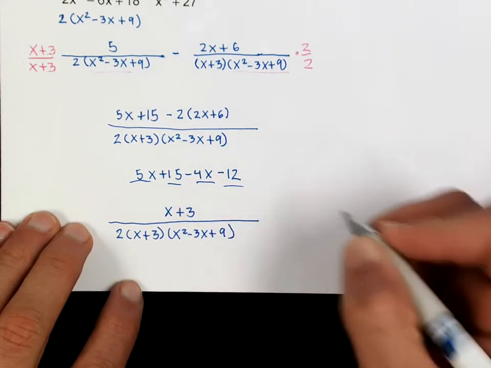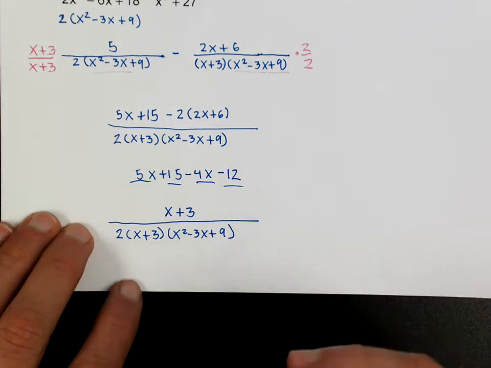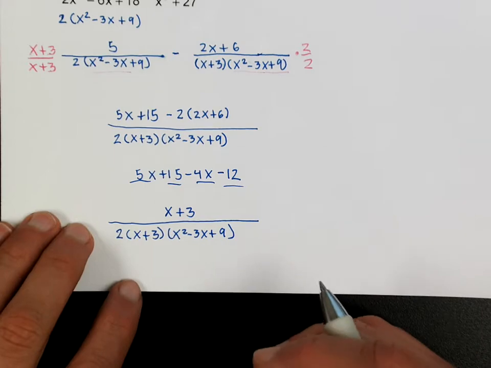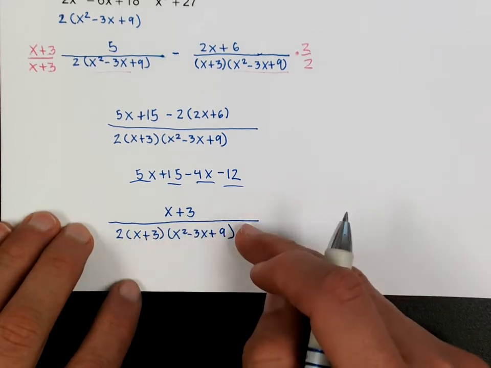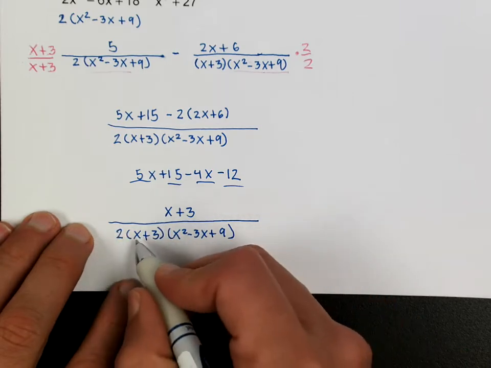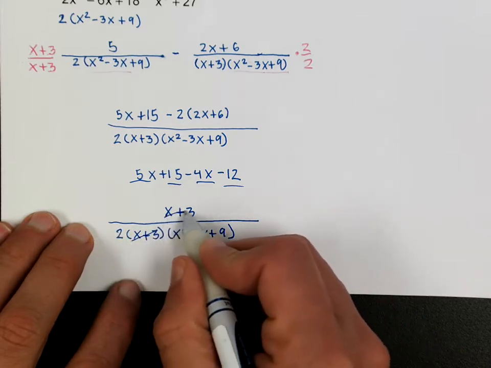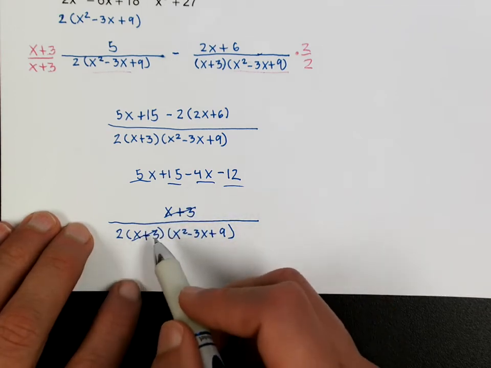Now, please notice something. Please don't try to cancel anything until you get to your final answer. So this is my final answer. And if this is in factored form, notice that all of this is factored. I can cancel all of this with all of this, but notice that I said all of it. You can't just cancel the x here and here, because of this plus.